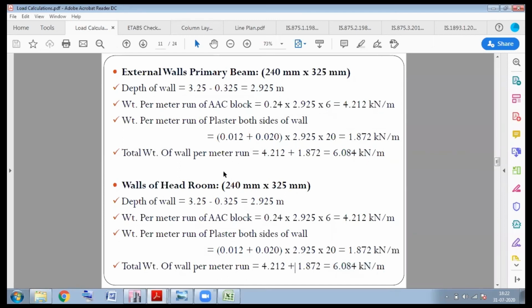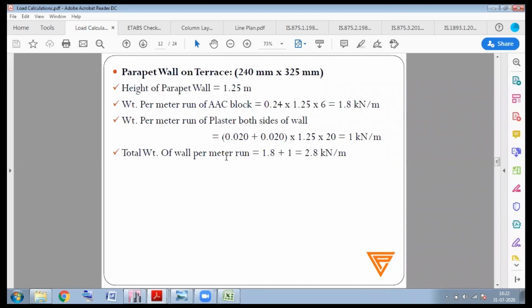And finally, for calculating wall load, we are going to calculate the parapet wall. The parapet wall is constructed at the height of 1.25 meter. So weight per meter run of AAC block is thickness into height into unit weight, that is equal to 1.8 kilonewton per meter, and then weight per meter run of plaster. In the parapet wall, both sides are external, so both sides are exposed to the atmosphere.